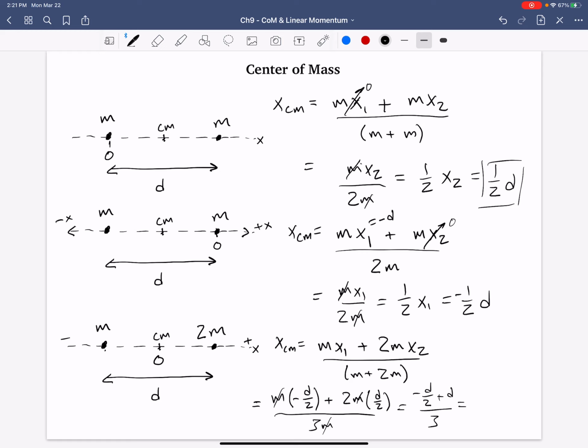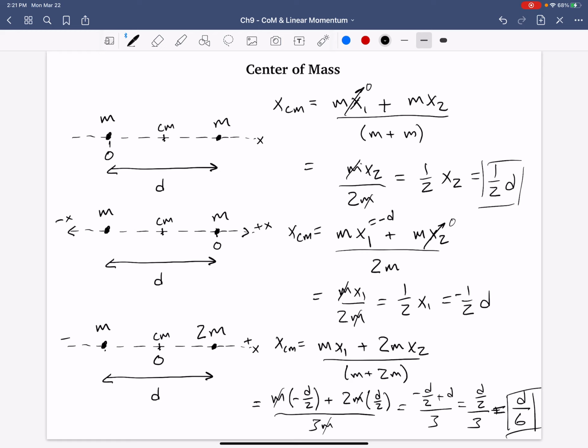And I'm running out of room very quickly. Thus, we have positive 1/2 d, right? And here, flip and multiply, we have, whoops, that was meant to be an equals. We have d over 6 as our answer here, right?